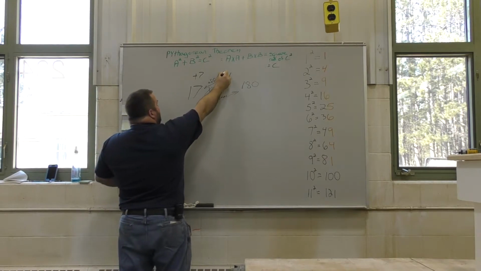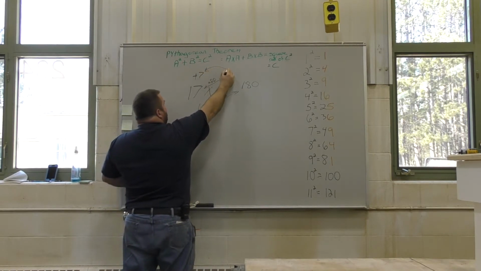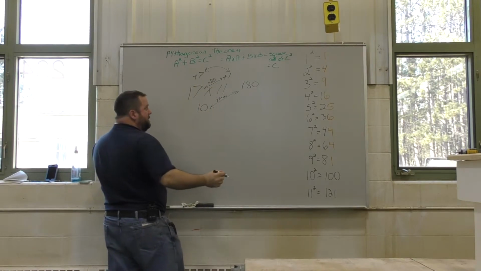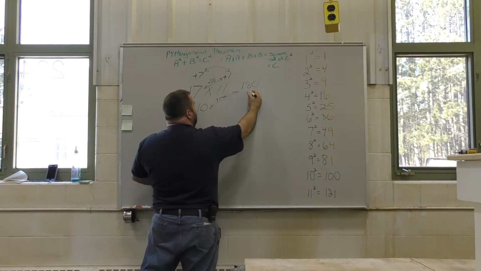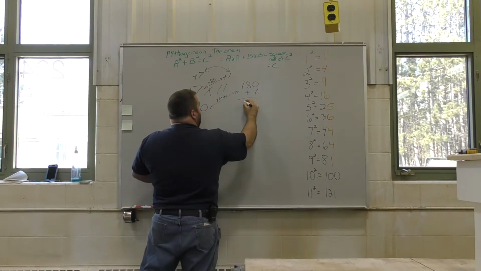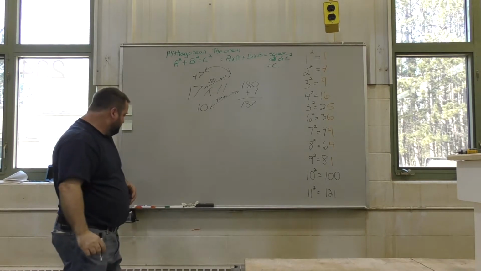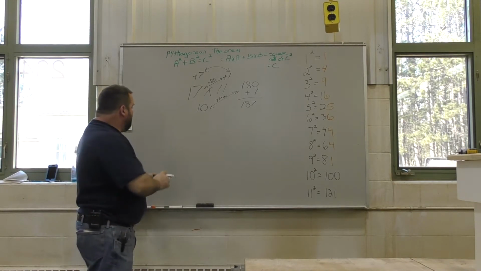After we get that, we're going to multiply these two numbers together. 7 times 1 is 7, and we'll add that to here, and our answer is 187. We'll keep going through a few more.